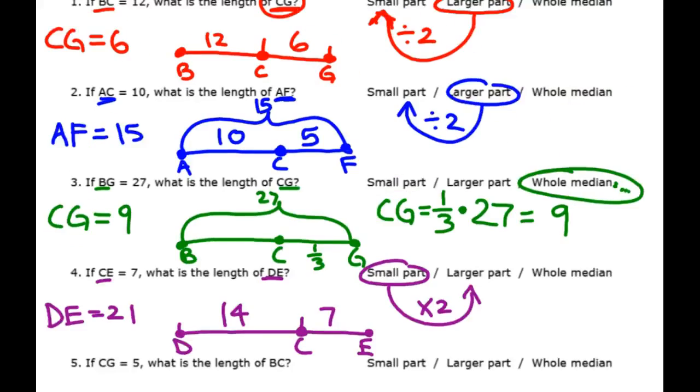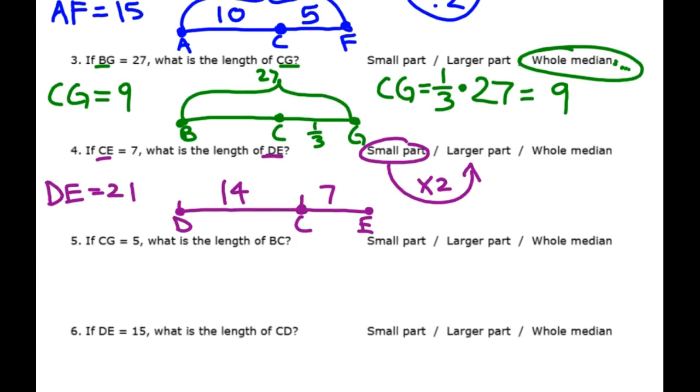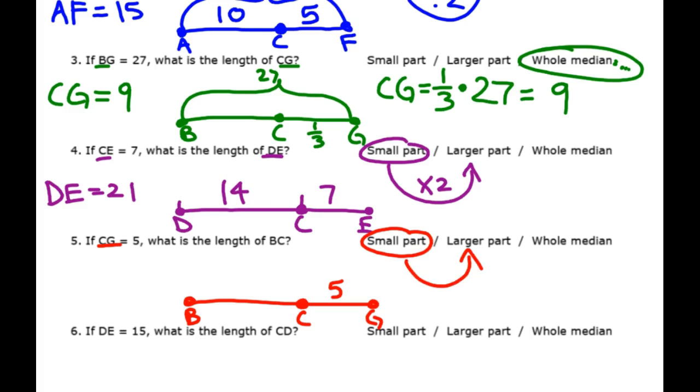5 and 6. If CG is 5, so CG is part of BCG. Okay, so draw my picture. CG is 5. Okay, so I see CG is the smaller part. I need the larger part. So remember, like the problem we just did, going from smaller part to larger part, you're multiplying it by 2. That means BC is going to be 10. And that's what I'm looking for, BC. I just doubled CG. I multiplied it by 2. The larger part is 10, and I'm actually looking for the larger part, BC. So BC equals 10.